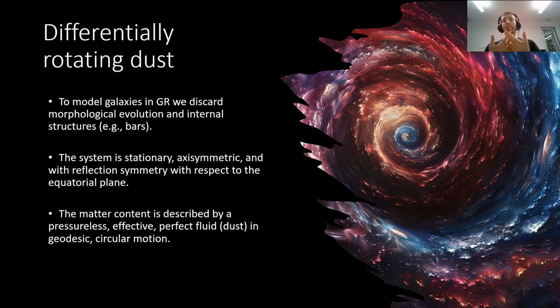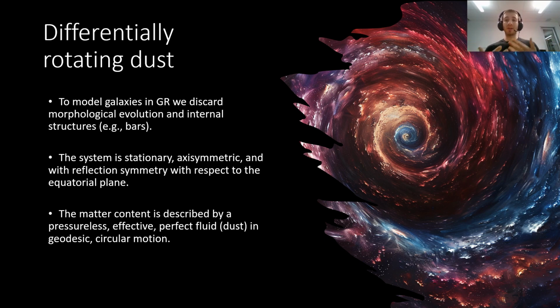When we want to describe galaxies in general relativity, we must take an idealized version of the system. So we must discard morphological evolution, our system will be stationary, and we must not look for structure modeling, so no bars and no arms. Moreover, to simplify our calculation, we will add reflection symmetry with respect to the equatorial plane, so that the galaxy above and below the equatorial plane looks the same.